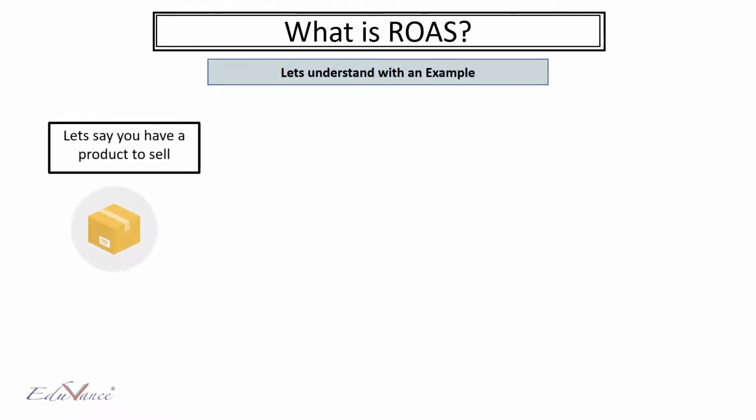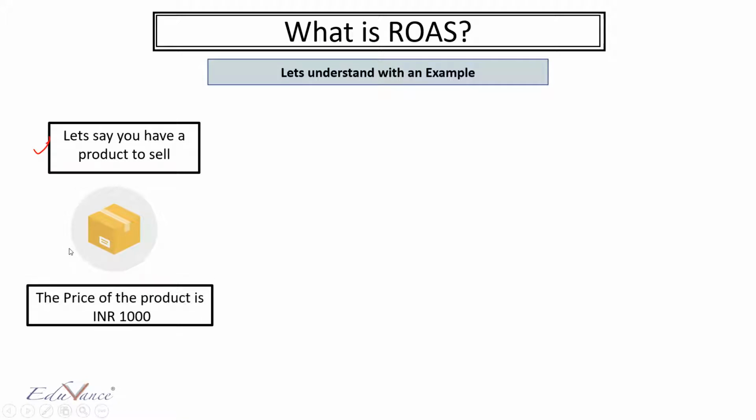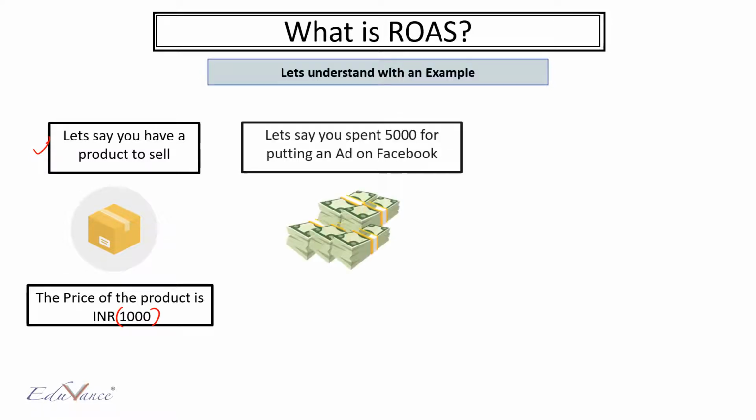Let us say you have a product to sell. And when you want to sell the product, the price of the product you set is 1000 rupees. So the selling price is 1000 rupees. Now let us say you spend 5000 rupees for putting an advertisement on Facebook. So Facebook charged you 5000 rupees to put an advertisement on its platform.